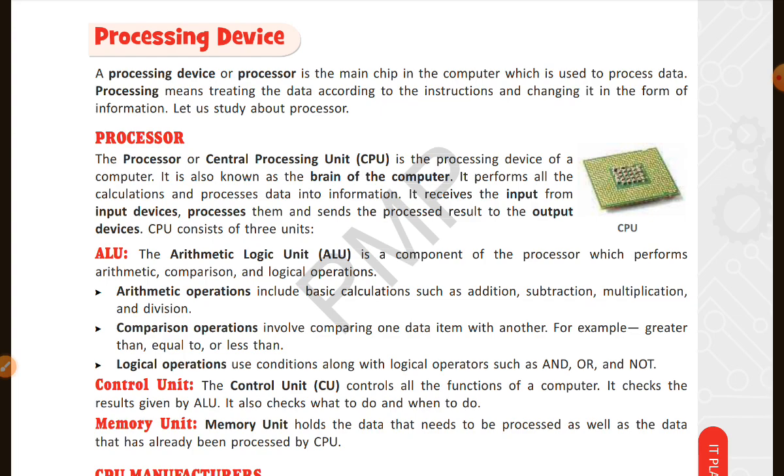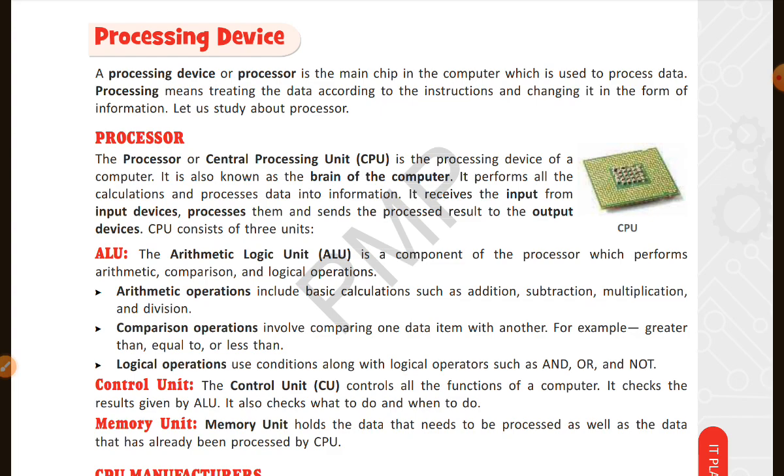Arithmetic operations include basic calculations such as addition, subtraction, multiplication and division. Comparison operation involves comparing one type of data to another. For example, greater than, equal to or less than. Means 5 is greater than 3. This is the comparison operation. Logical operations use conditions along with logical operators such as AND, OR and NOT. These are the three types of operators which are used for all logical operations.